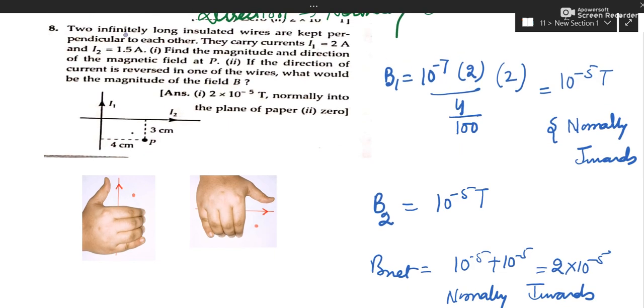Next question. Two infinitely long wires. So it's good, infinitely long. That means sin 90 plus sin 90 is 2. So I've written here directly, this is my mu naught by 4 pi. This is my first current, this current I1. Check it out.